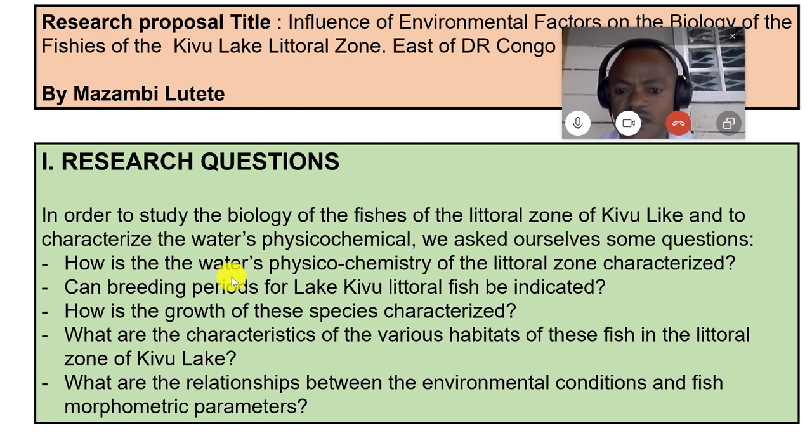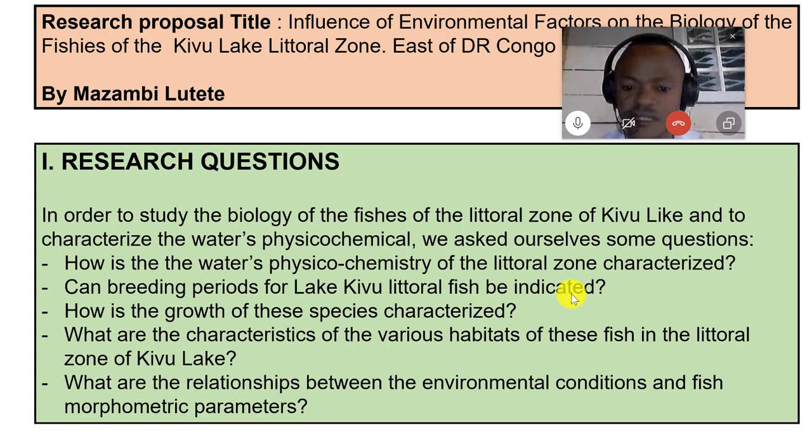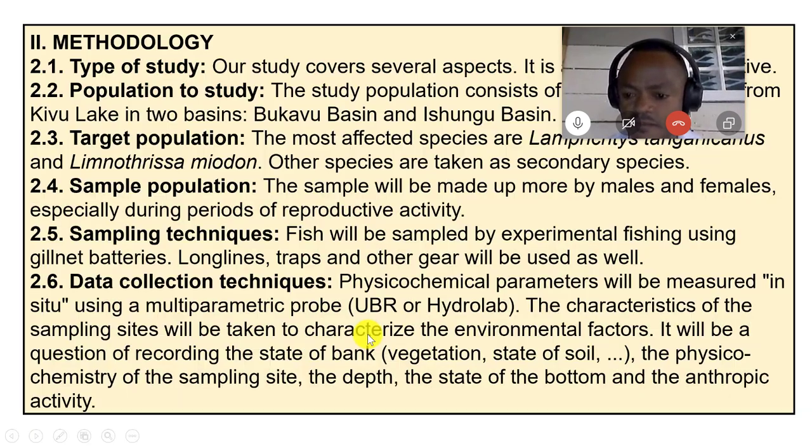How is the water's physicochemistry of the littoral zone characterized? Can breeding periods of Lake Kivu littoral fish be indicated? How is the growth of the species characterized? What are the characteristics of the various habitats of this fish in the littoral zone of Lake Kivu? What is the relationship between the environmental conditions and the fish morphometric parameters?